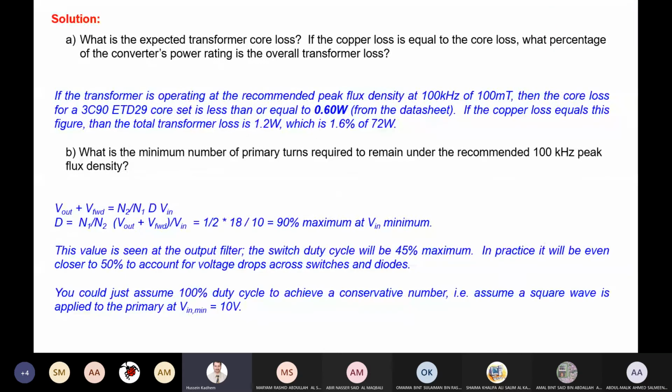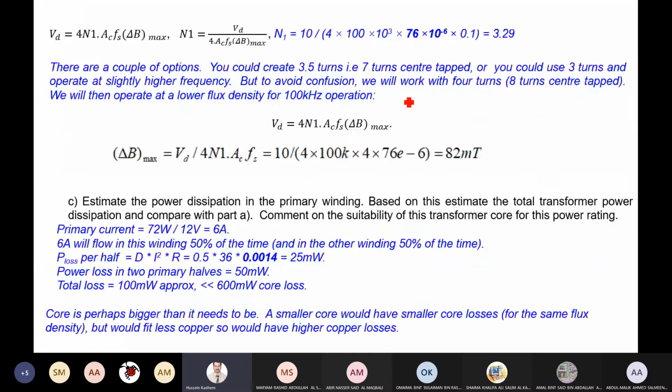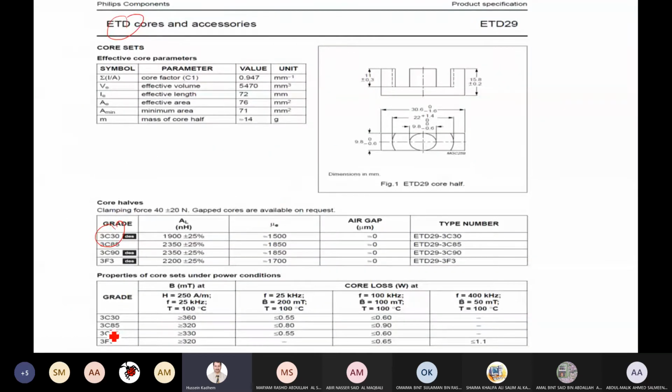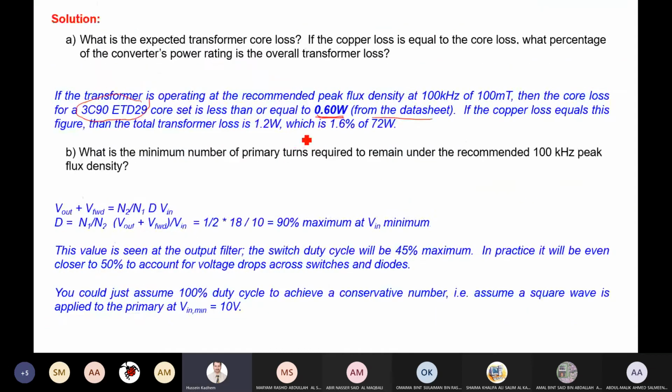First, he asked me about the core losses. I know that my transformer has this code. I go to the internet, as I mentioned, I Google it, and I got the value. Any bold value here means it's taken from the data sheet. Let me check. 3C90, just a minute, where is 3C90? This is 3C90. Okay, 0.6 watt, it means 600 milliwatt. So I got it from the table.